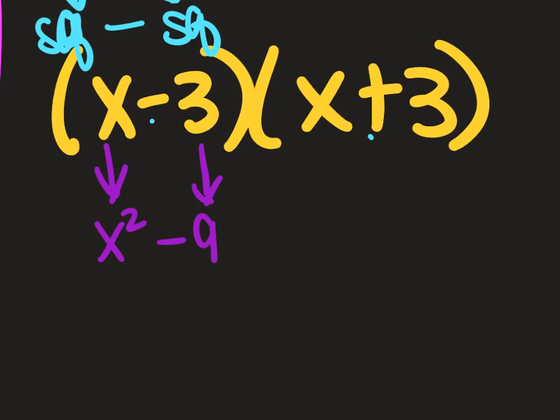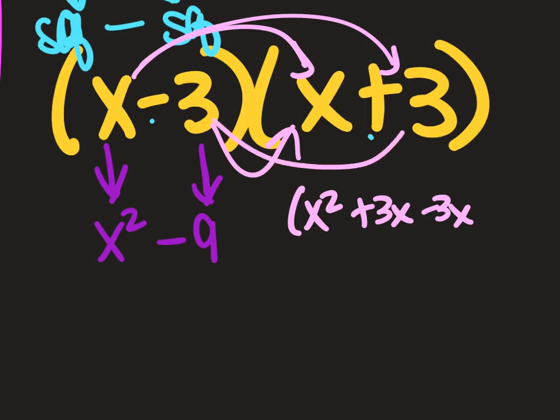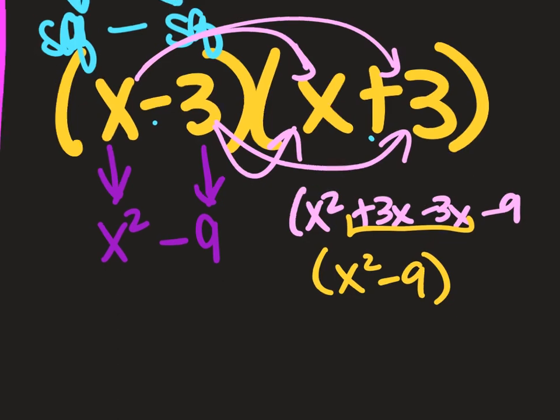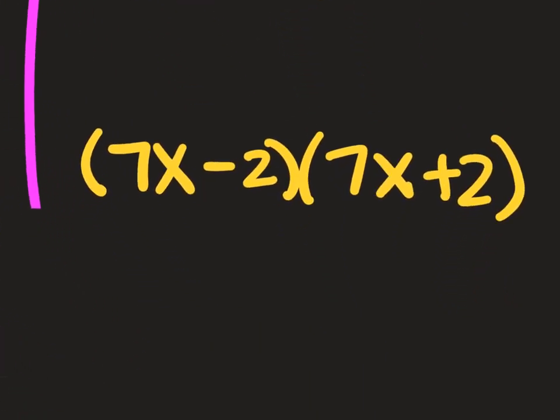So if you were to actually do the FOIL property on this, you would get x squared plus 3x minus 3x minus 9. Oh, wait, look what happens. The middle cancels out, so you're left with x squared minus 9. Again, the conjugates are my favorite because they're so easy.